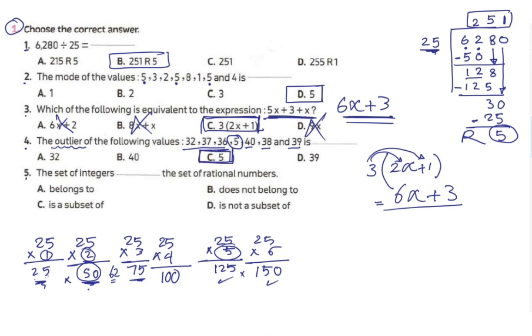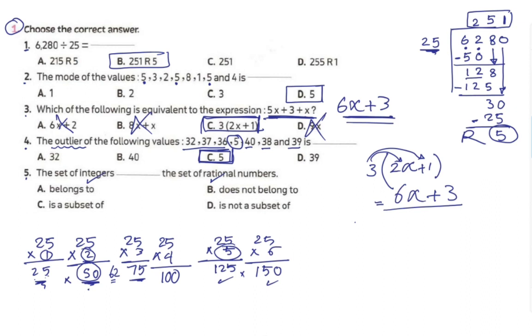Point 5, the set of integers compared to the set of rational numbers. Which one is the biggest? Which is the greatest one? Of course, rational numbers are greater than integers. And integers are a part, or a subset, of rational numbers.